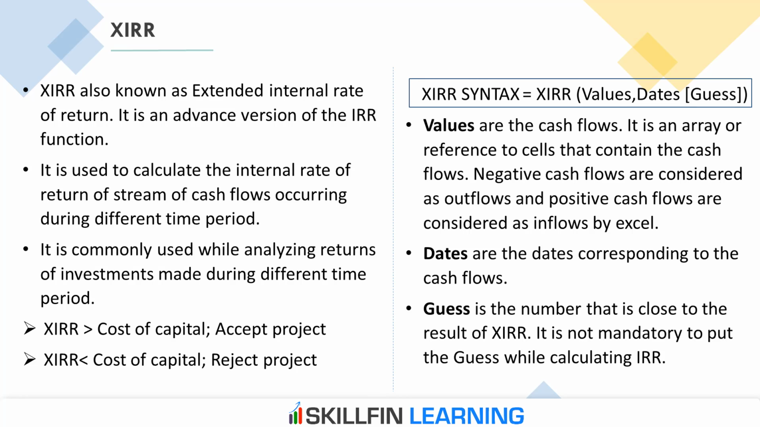Like the XNPV function, there is an XIRR function in Excel, which is an extended version of internal rate of return. It is used to calculate the internal rate of return of a stream of cash flows occurring during different time periods. It is commonly used while analyzing returns on investment made during different time periods. Let's look at an example.